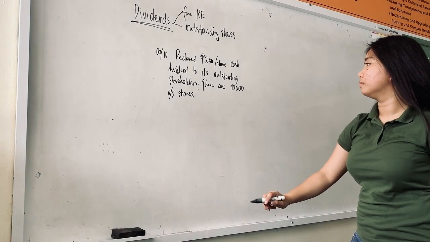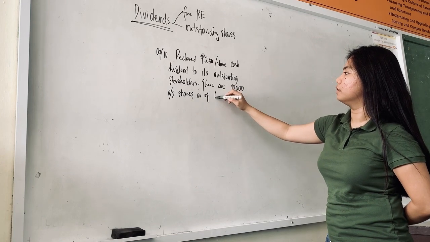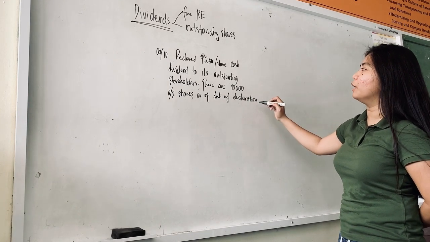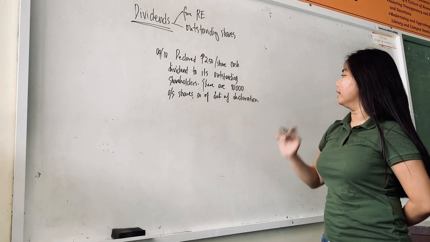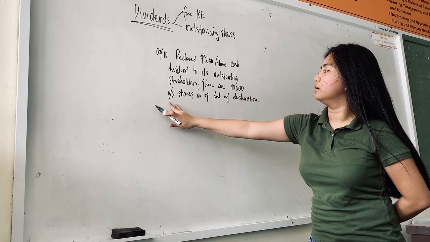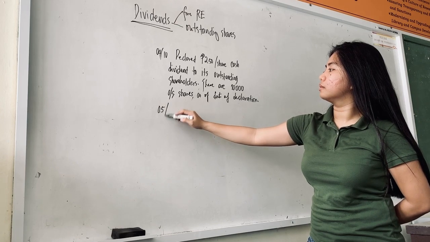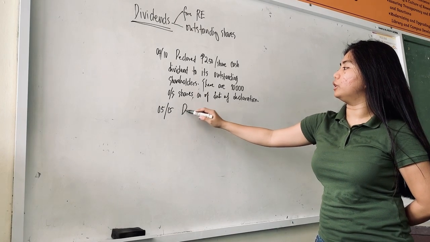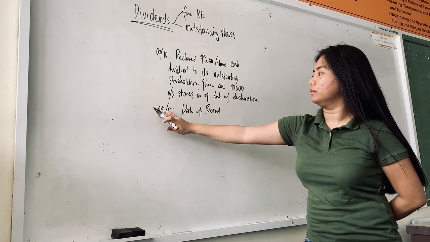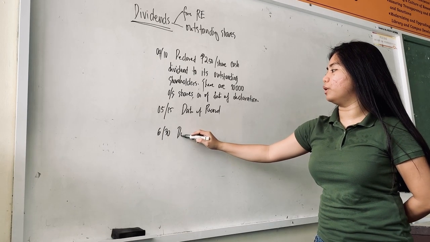There are 10,000 outstanding shares as of date of declaration. Sabi ko na nga, pwede mayroon dito eh. Yung sulat ko eh. Okay. As of the date of declaration. So, debit party. This will be the date of record. This is May 15. And on June 30, dividends were paid.